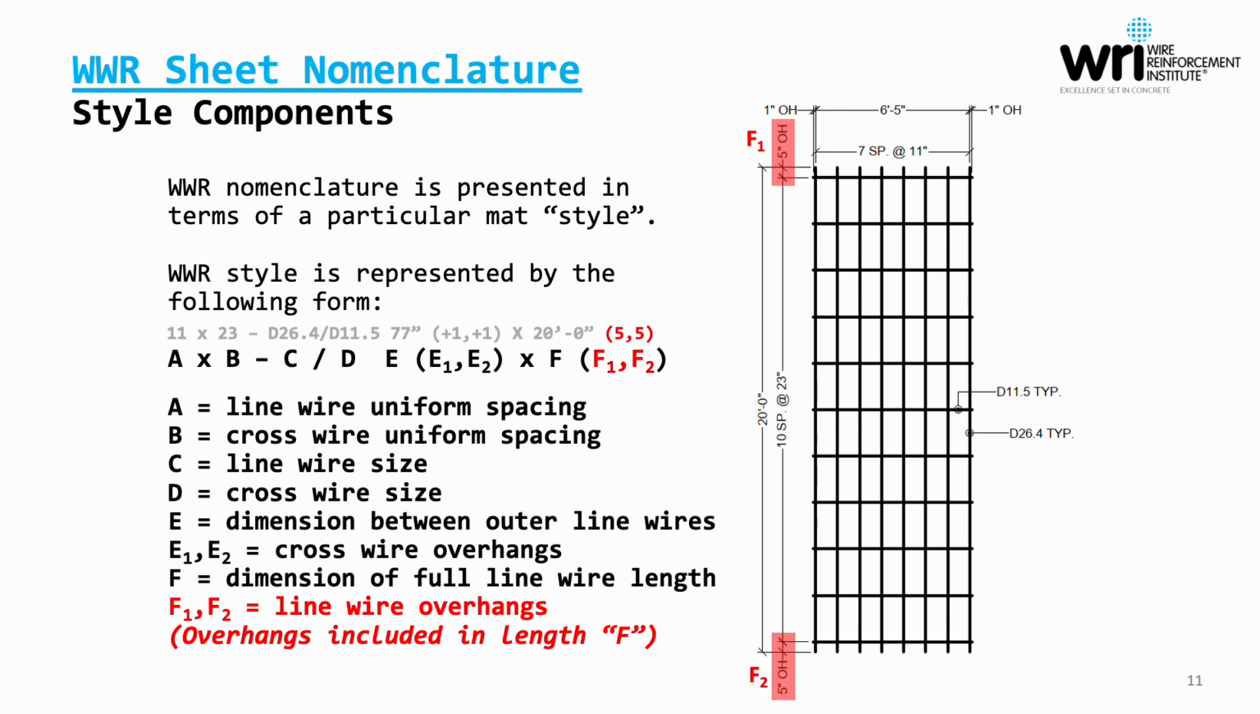And last but not least, we've got to be able to describe the line wire overhangs. Line wire overhangs are designated in this illustration as 5 inches and 5 inches. So you can see that the attribute F sub 1 and F sub 2 are noted as 5 and 5. A key point here is that for the line wire direction, those overhangs are actually inclusive of the overall length.